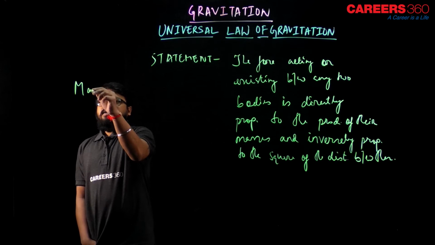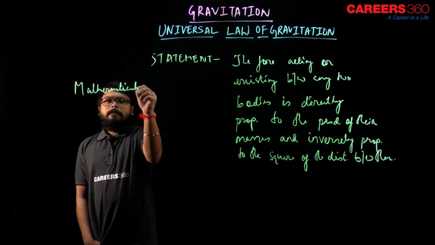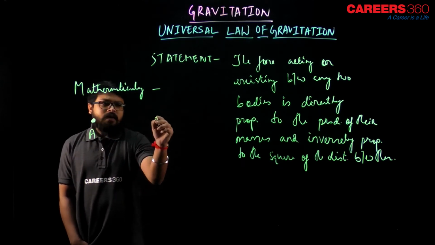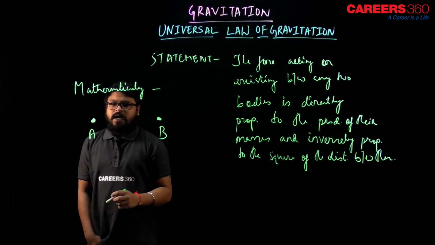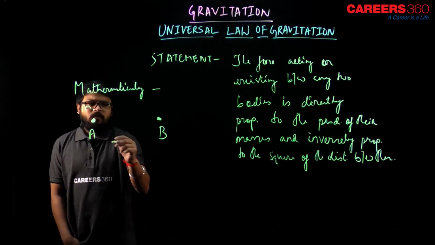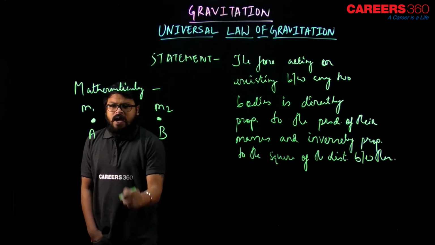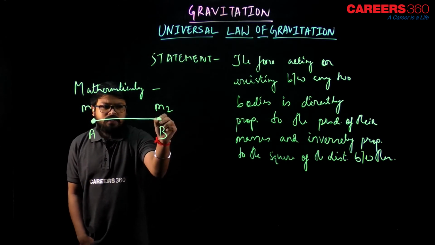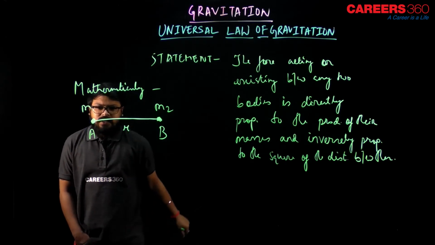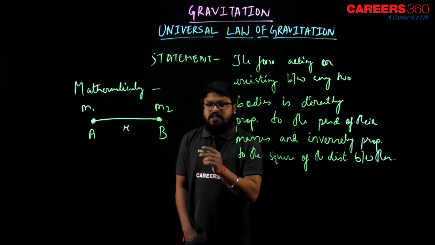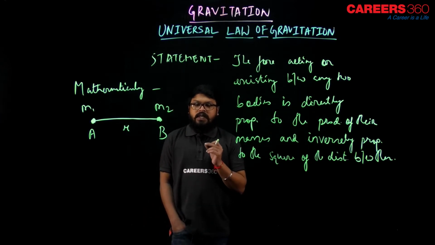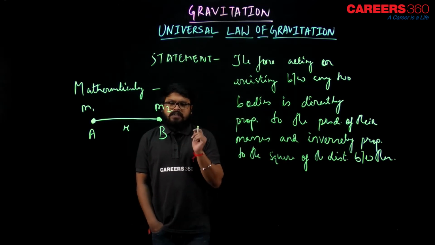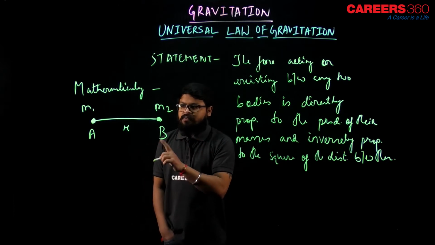So, mathematically, suppose there are two bodies, body A and body B. Suppose mass of body A is m1, mass of body B is m2, and they are separated from center to center of each of the bodies. Center to center distance is r. Now, why am I saying center to center? This will be taught to you in detail in the center of mass concept, which will be taught later. But always remember that the distance is considered from center to center.